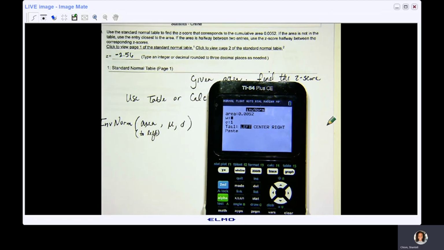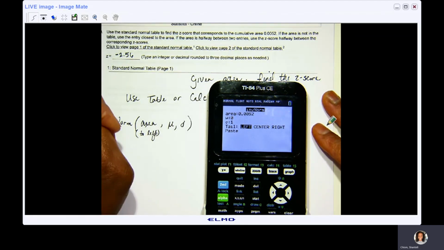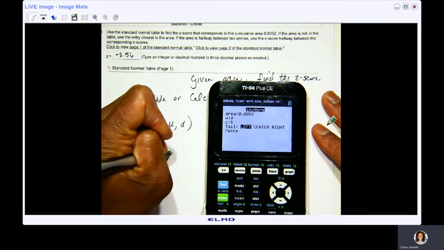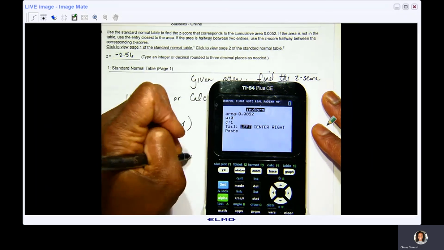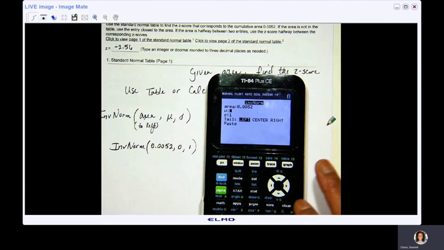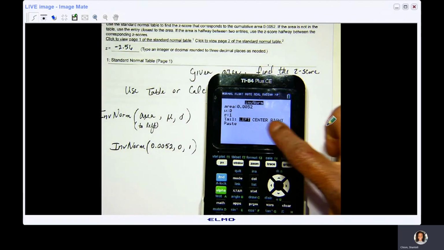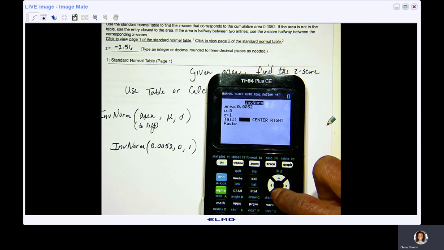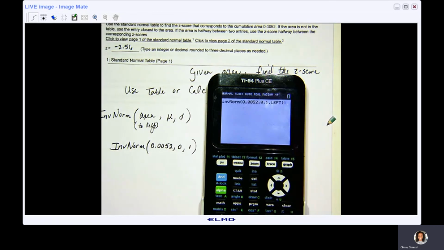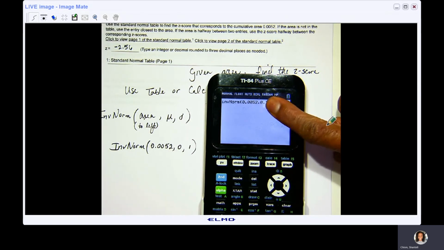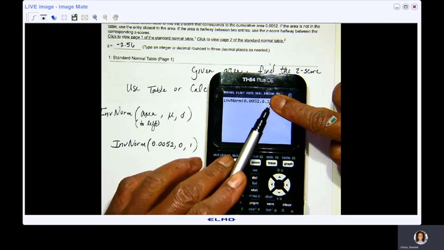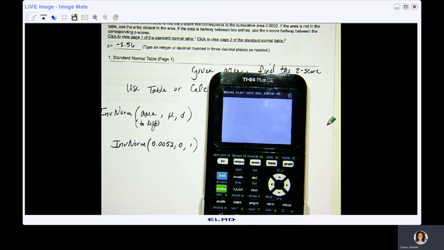0.0052. And because we're looking for a z-score, that means we automatically have a mean of 0 and a deviation of 1. Remember, z-score is standard normal. So that is a mean of 0 and a deviation of 1. Okay? All right. And then I go right here. I do not change this, okay, because you don't always have that option on every calculator. So I'm just going to keep that on left or act like I don't even see it and go to paste. Okay? So on your calculator, you may not see that left. You probably just see the area, the mean, and the deviation value. And then you press enter.